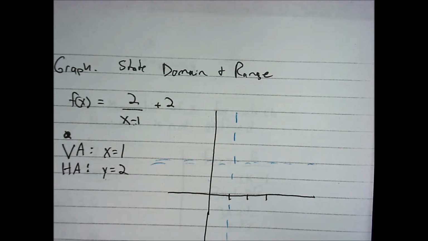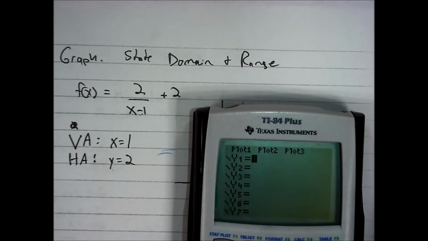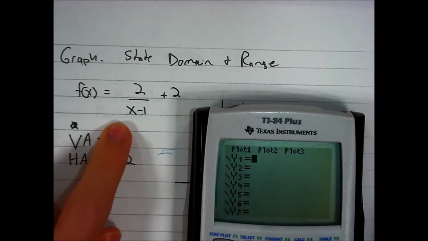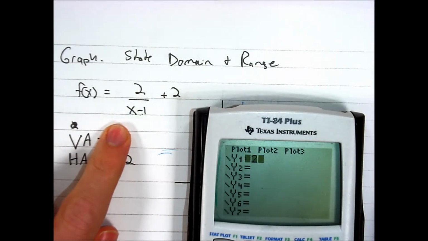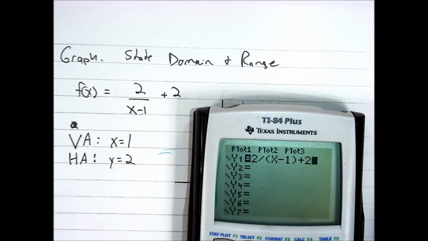Okay, and here's how I think it is the easiest way to get these points. Okay, we're going to type this in. Y equals 2 divided by, make sure you use your parentheses, x minus 1 plus 2. Okay, most of these calculator errors, kids have been asking me questions, how come my graph looks different? It's because they didn't pay attention to the parentheses. They didn't put parentheses around that. Okay? Graph.